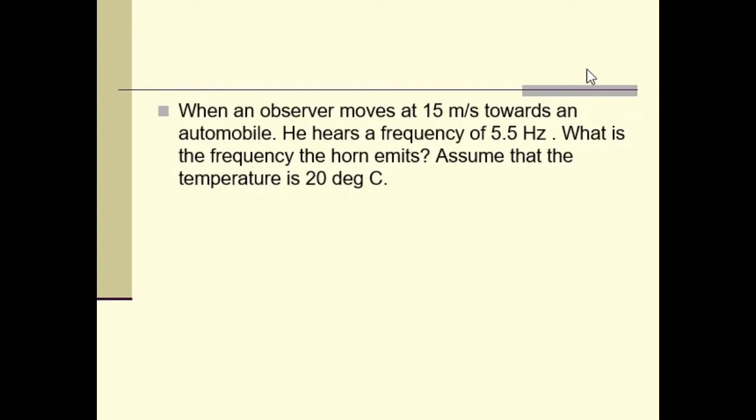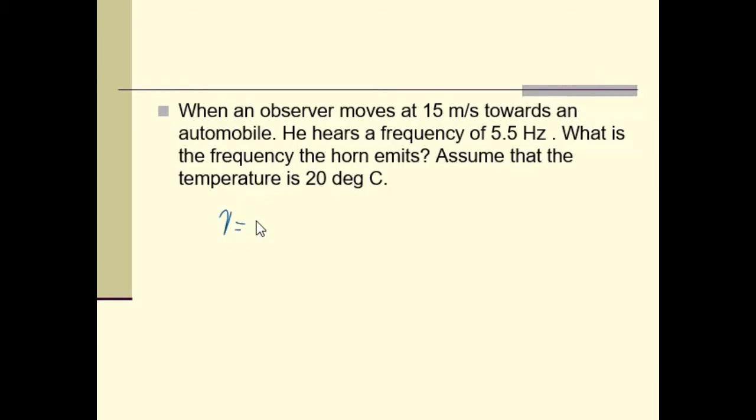Okay, so next problem we have: when an observer moves at 15 meters per second towards an automobile, he hears a frequency of 5.5 Hertz. So if he hears that frequency, that means that is F prime, or the apparent frequency. What is the frequency that the horn actually emits? Assume that the temperature is 20 degrees Celsius. So let us solve first again for the velocity of sound.